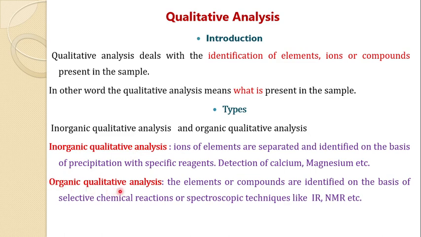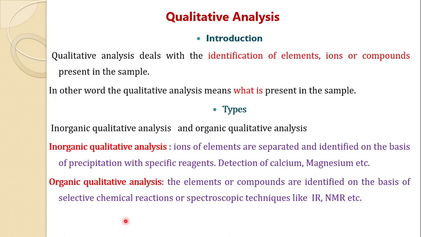The second type is organic qualitative analysis, in which the elements or compounds are identified on the basis of selective chemical reactions. For example, identification of an acid, base, neutral or phenolic compound on the basis of some chemical reaction. If you get a precipitate, you can say that an acid is present, or a base, or a phenol. If all tests are negative, then you can say that the compound is neutral. Like this, you can analyze an organic compound in qualitative analysis.